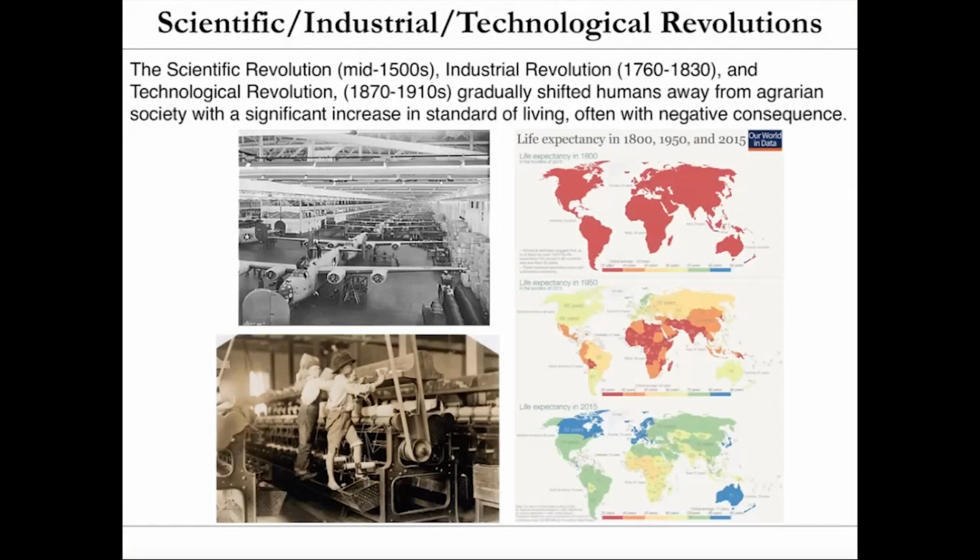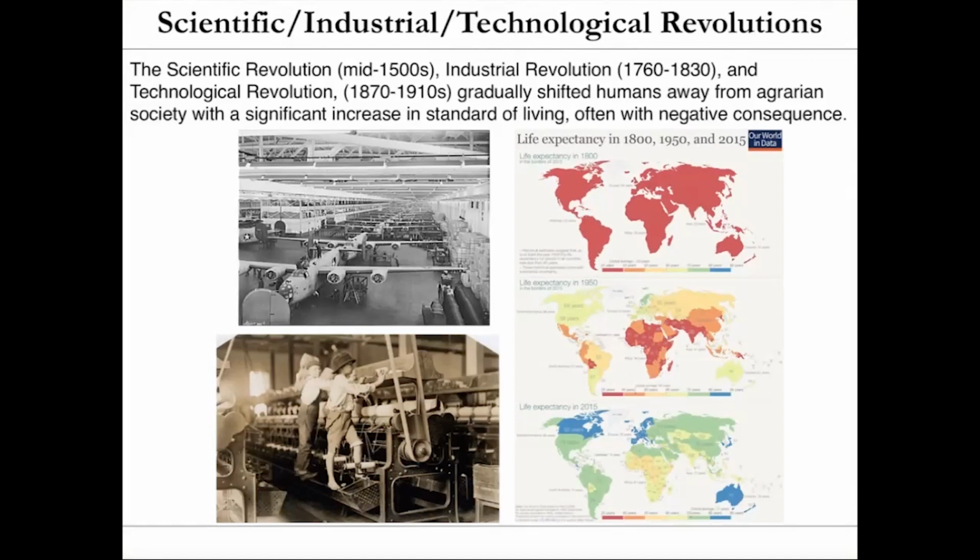So this gradually shifted humans away from agrarian society into these manufacturing societies that we sort of know and live in today. This at first occurred in England with the rise of steam power and machine technology and factories and stuff like that. And this had a significant effect on human society, obviously. One of the main things is that over time there was a significant increase in the standard of living of humans as a whole.